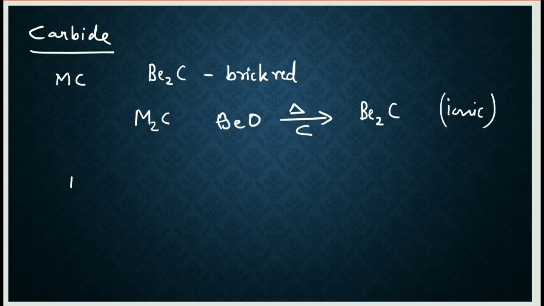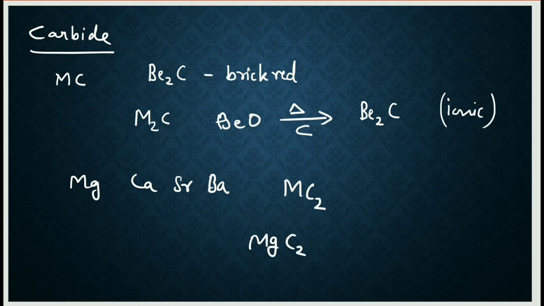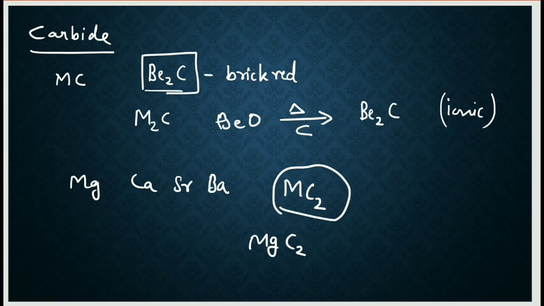And for magnesium, calcium, strontium and barium, the carbide formula is MC2. That means MgC2, not Be2C, not Mg2C. It is MC2. So that's the difference. In beryllium, the carbide formula is Be2C, and in magnesium, calcium, strontium, barium, radium, MC2 is the formula of carbide.